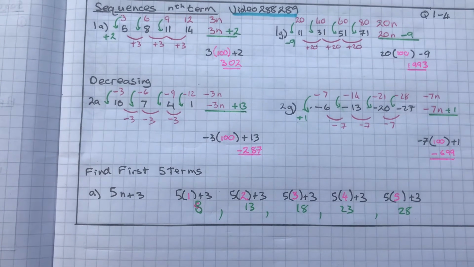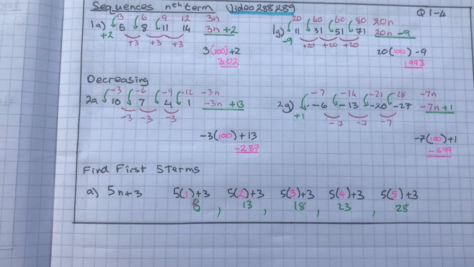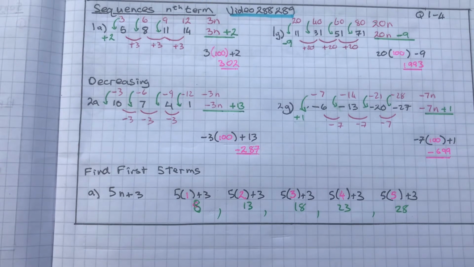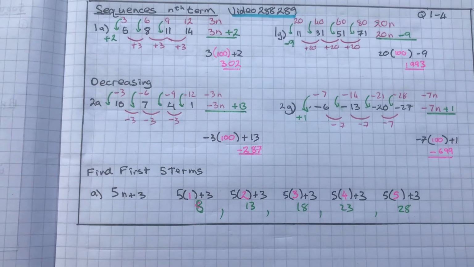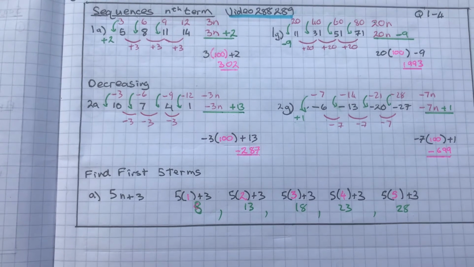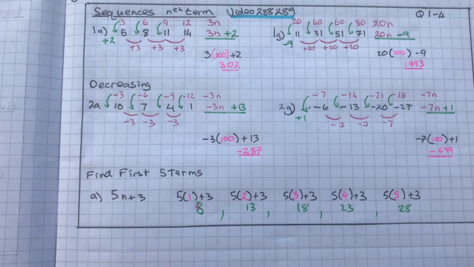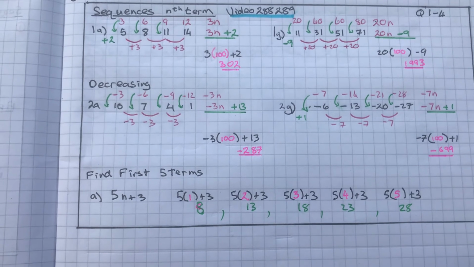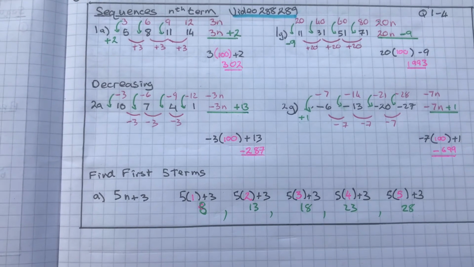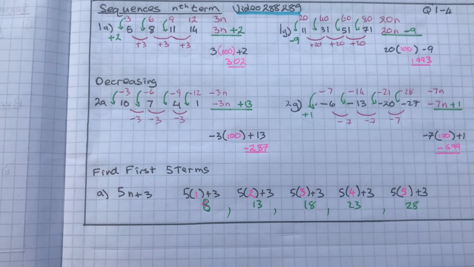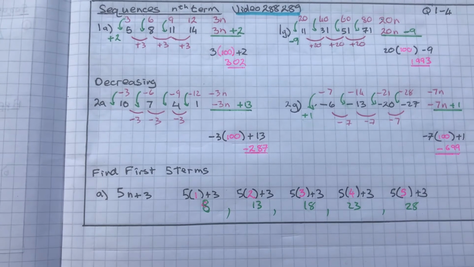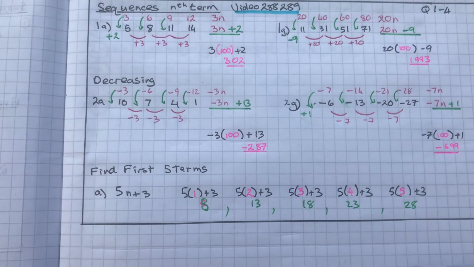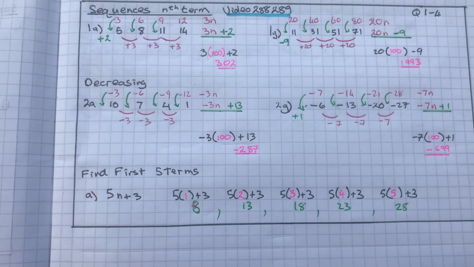If it's a decreasing sequence, if I look at 2a, 10, 7, 4, 1, I can see it's going down in threes, which means the sequence rule this time will be minus 3n. So I write my minus 3 times table in red, and what do I do to minus 3 to make it 10? I add 13. So the rule for my sequence is minus 3n plus 13.